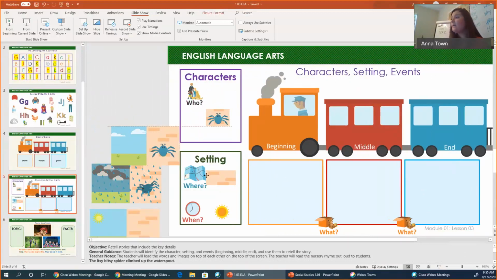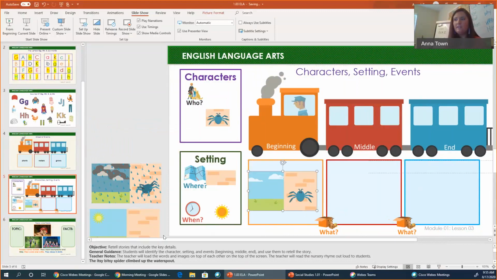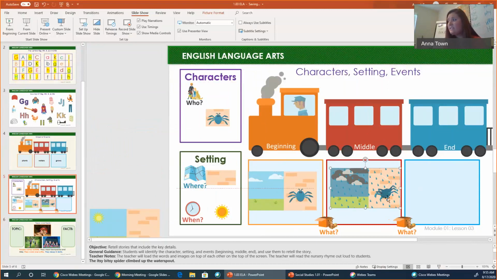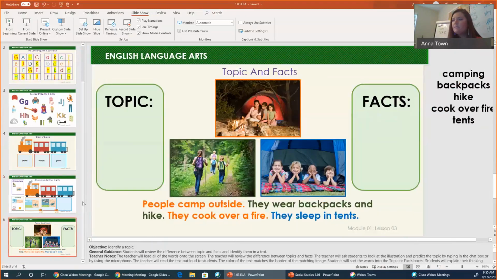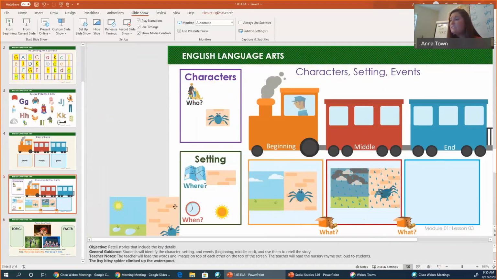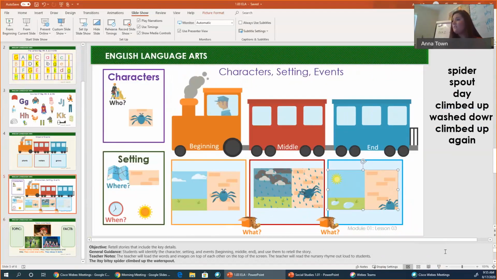In the beginning, our spider is outside enjoying the weather. In the middle, it starts to rain. What does the spider look like he's doing? He's going away. He doesn't want to be in the rain. And in the end, he's coming back out because the sun is coming back out. So we have him enjoying the weather, then going away because it's starting to rain, and now coming back out at the end because it's sunny again. So order of events is sequence: what happens in the beginning, the middle, and the end of the story.